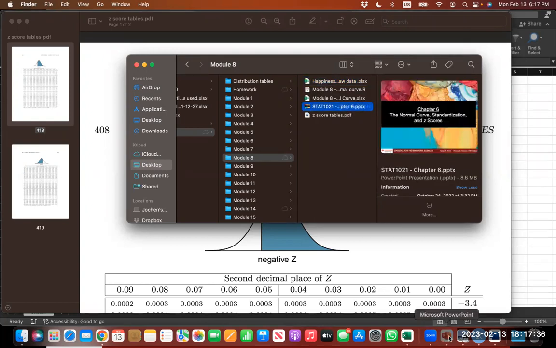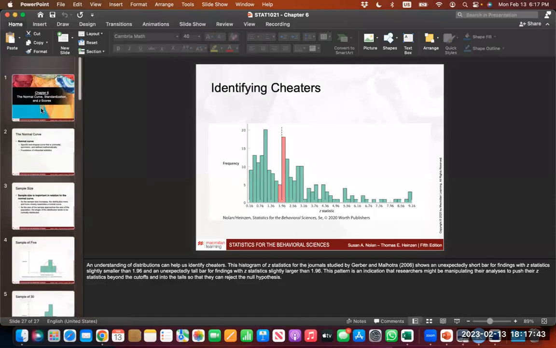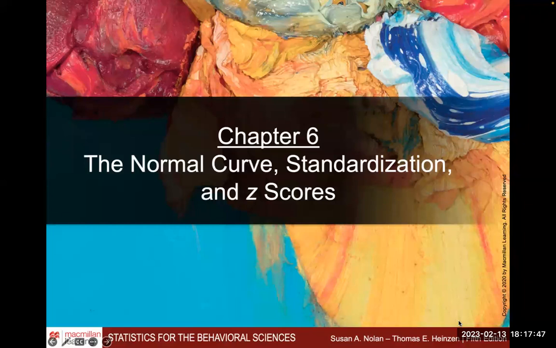And I would like to start with the PowerPoint presentation for now, because this will basically set the stage for what I want to show you in the spreadsheet. So again, chapter 6 in your book. First, we're going to speak about the normal curve.